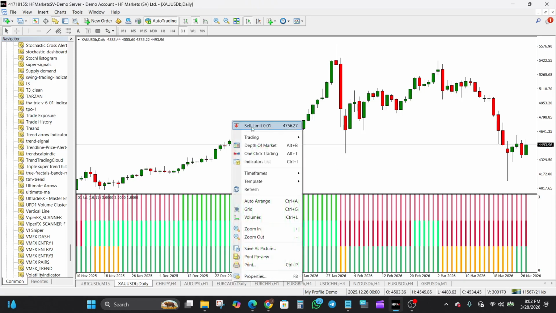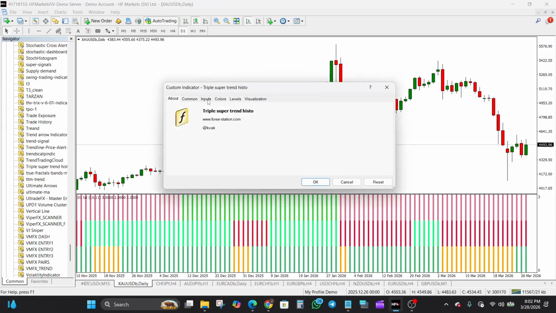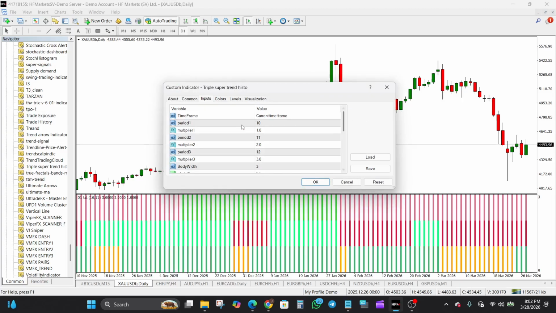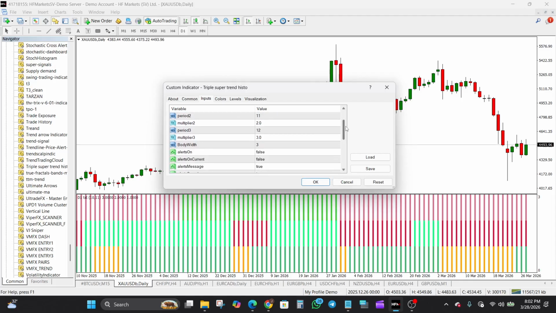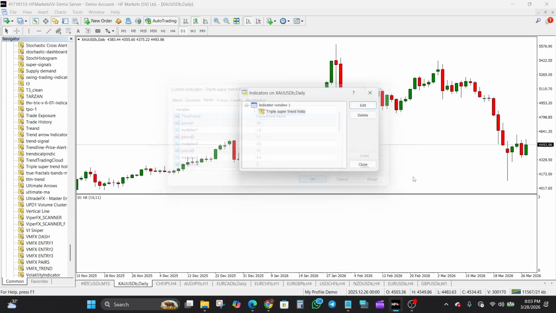So let's quickly go to the input settings, and we can see you can modify the settings according to your taste. Time frame, period, multiplier, and all of that. Alerts, the colors, and so on and so forth.